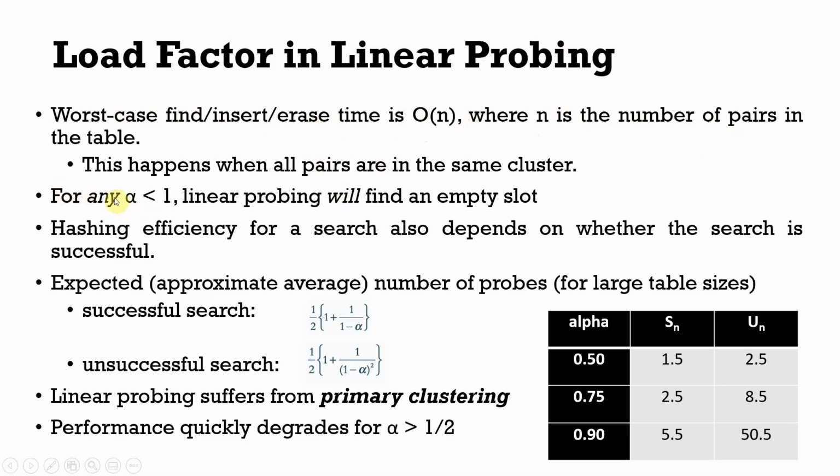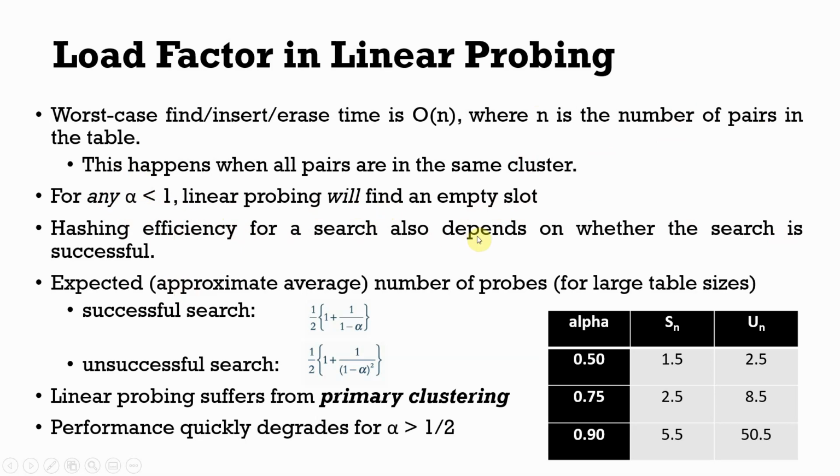For any alpha less than 1, if the load factor is less than 1, it means the table is not full, so linear probing will find an empty slot. It searches through the slots sequentially, and it will definitely find an empty slot.